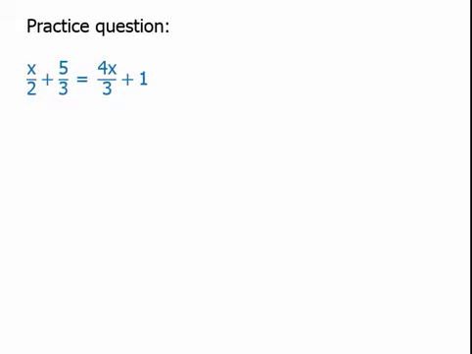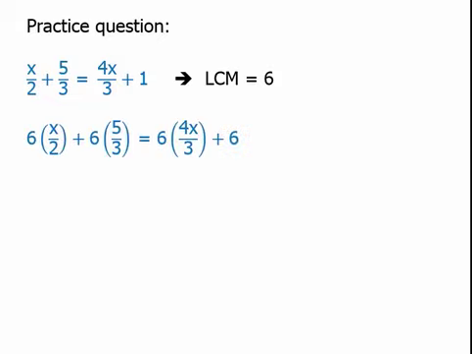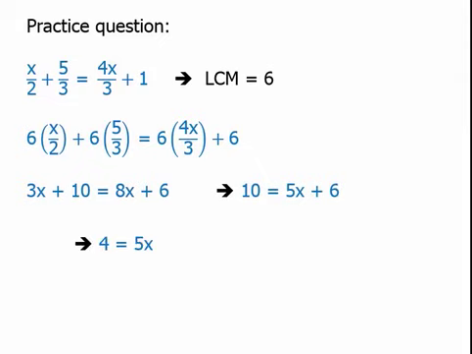Here's another practice question. Pause the video, then we'll talk about this. Okay. So now we're going to start by multiplying by the least common multiple, which is 6. Everything gets multiplied by 6. When we simplify all this, we're left with 3x plus 10 equals 8x plus 6. Subtract 3x from both sides, subtract 6 from both sides, and divide both sides by 5.